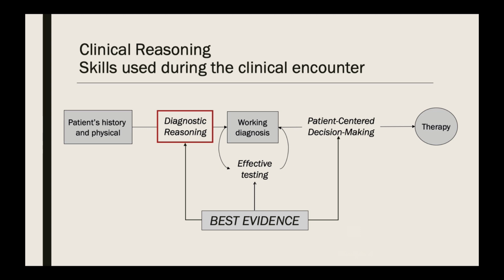First, a little review of clinical reasoning. Here are the steps in clinical reasoning and the skills that you're going to be working on over your 4 years in medical school. Obviously, take a history and a physical, engage in diagnostic reasoning, come up with a working diagnosis or differential diagnosis, perform some effective testing to narrow down the diagnosis, engage then in patient-centered decision-making to decide what the best outcome would be, or the best therapy would be. All of these skills are powered by best evidence. Today we're going to be focusing on diagnostic reasoning.